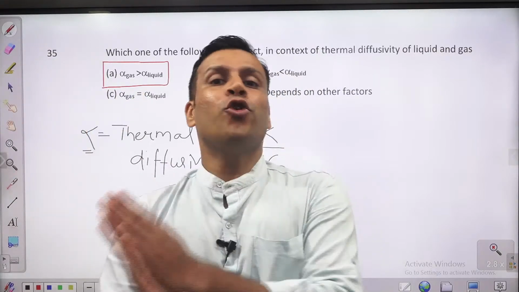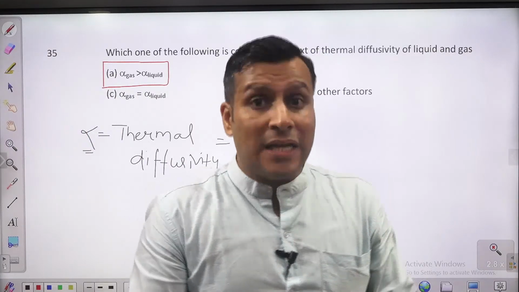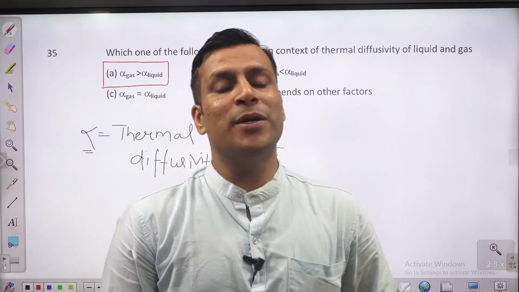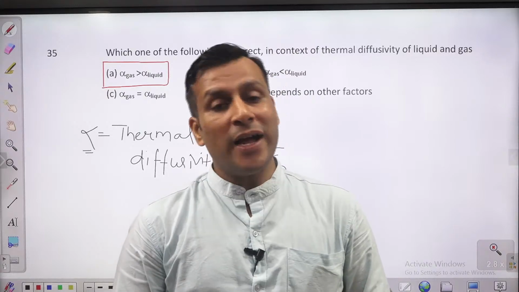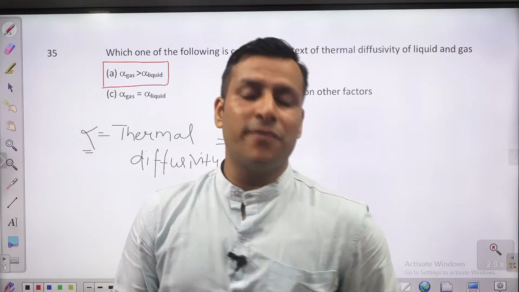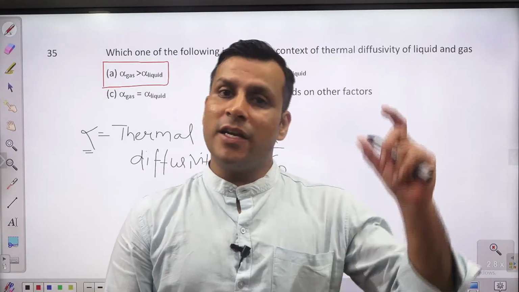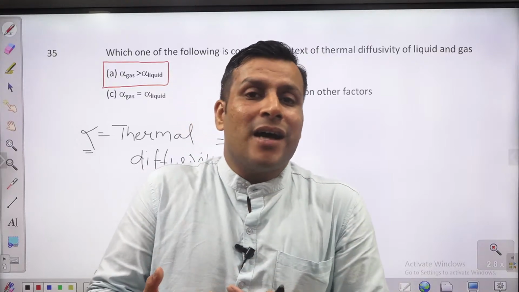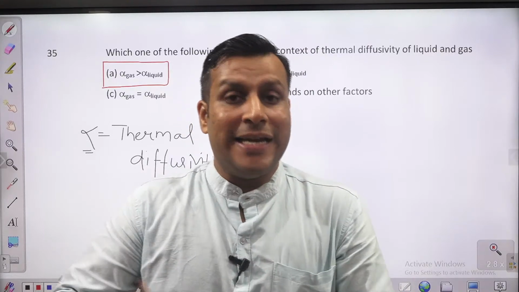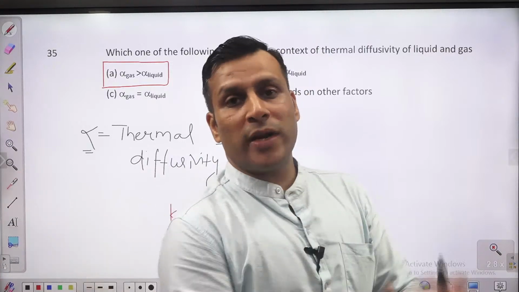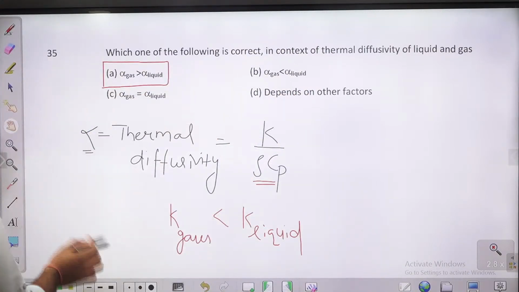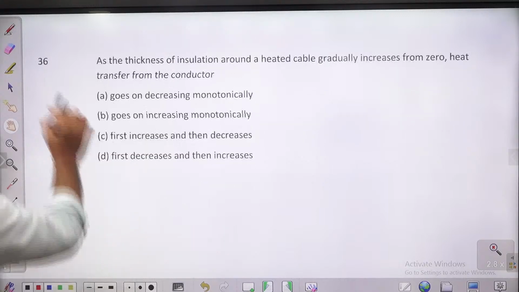So gases occupy the surface temperature very quickly. The penetration of temperature will be much faster in gases as compared to liquids. Why? Because gases have more thermal diffusivity. More is the thermal diffusivity, more is the Fourier number, more is the temperature penetration. That's why gases heat up very quickly when passed over any hot surface. So alpha is more for gases. Let us move to the next question, guys, 36.